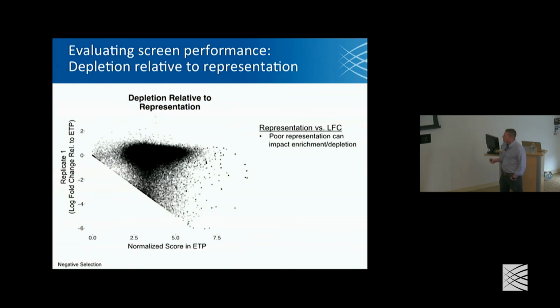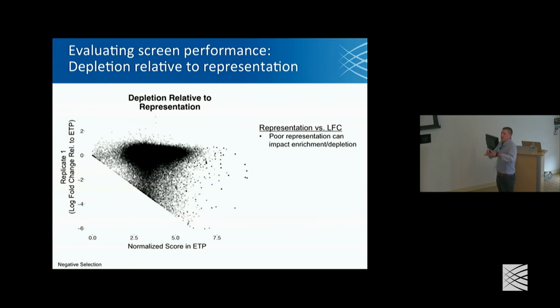Another important thing that we look at is depletion relative to representation. This one may not be as straightforward, but it's also very important because poor representation can impact enrichment or depletion. So you'll see this line right here going down. It's a very fixed line because you can't deplete anything. If you have 2 reads and you go to 0 reads, you can't deplete more than that. So things that are very low abundance can only be very lowly depleted. So you lose your dynamic range to detect depletion.